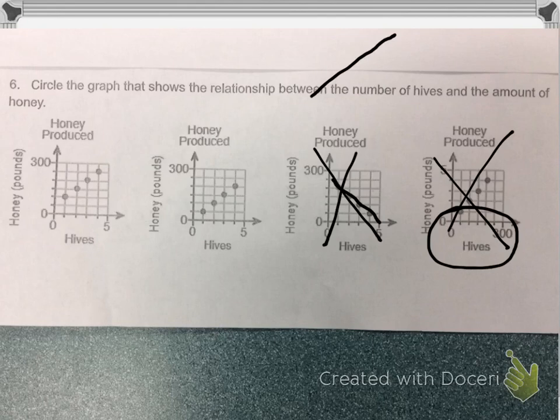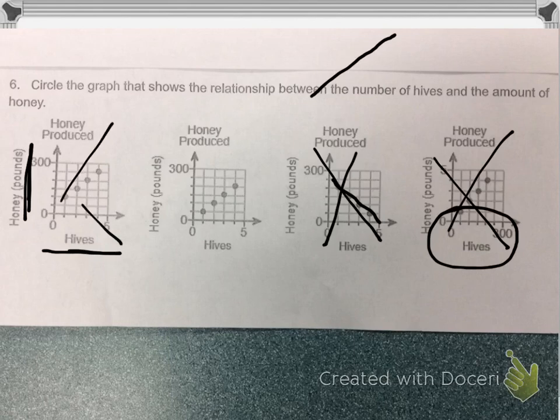The only difference between these two graphs is where the points are plotted. The first graph, if we look at it, is skip counting by 1 across the bottom and skip counting by 50s across the top, or up and down. So if we look at the first dot, it would be at approximately 100 hives. Our first data point in our table is 1 and 51.